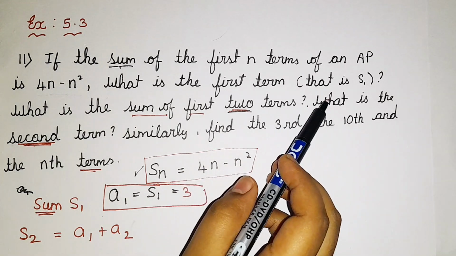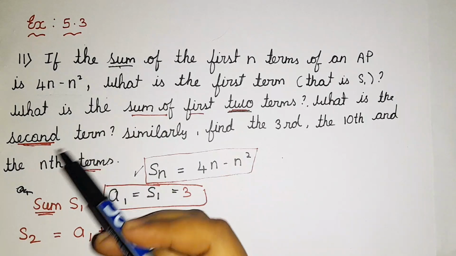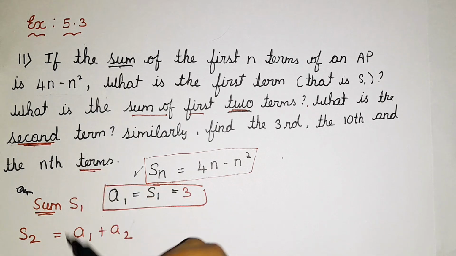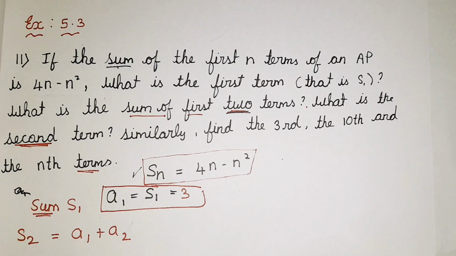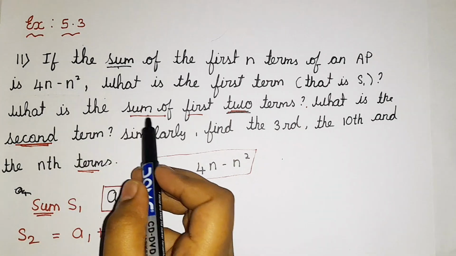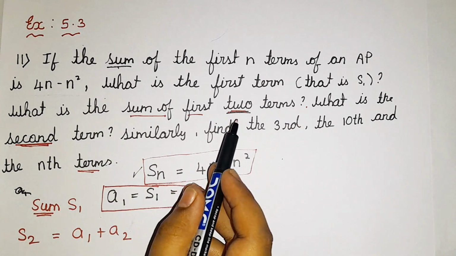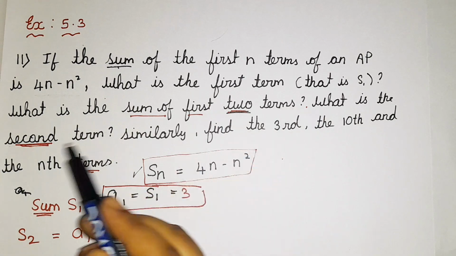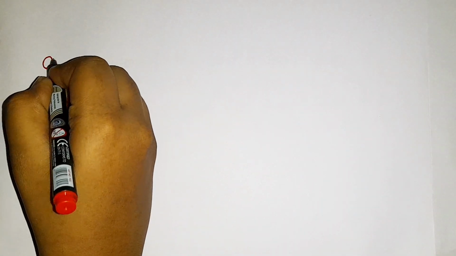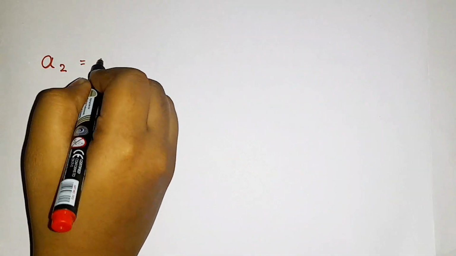Now let us read the rest of the questions. What is the second term? Here we are supposed to find the second term, so we must concentrate properly, because now it's going to be a new concept. I hope you know the difference between the sum of the first two terms and the second term. The sum of the first two terms is S2, and the second term we represent as A2. Now we are supposed to find this A2.